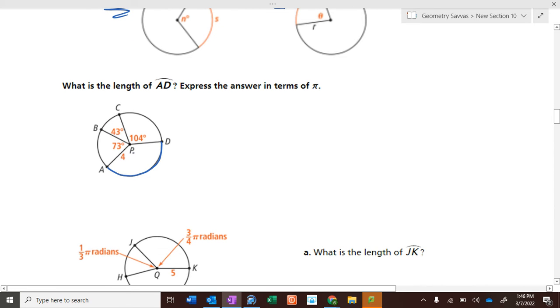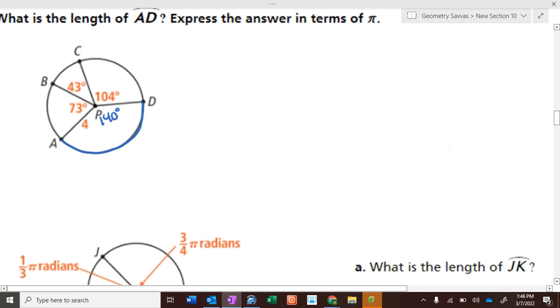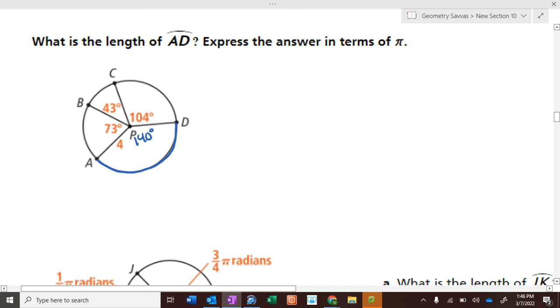These add up to 220, so this is 140 degrees right here. Since it's given to us in degrees, we have to use the geometry formula. 140 degrees over 360 degrees, the fraction of the circumference of the circle, times the circumference of the circle, 2 times pi times the radius. The radius is 4 because of that 4 right there.